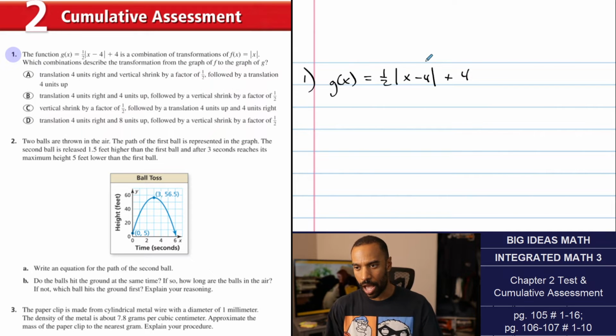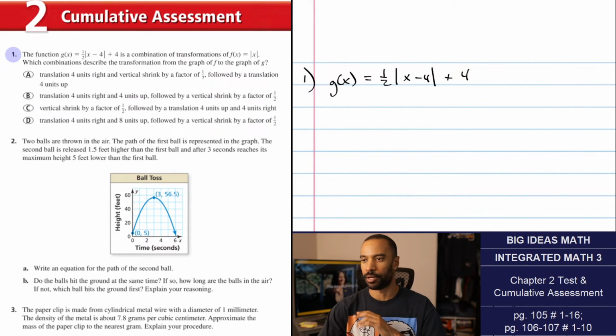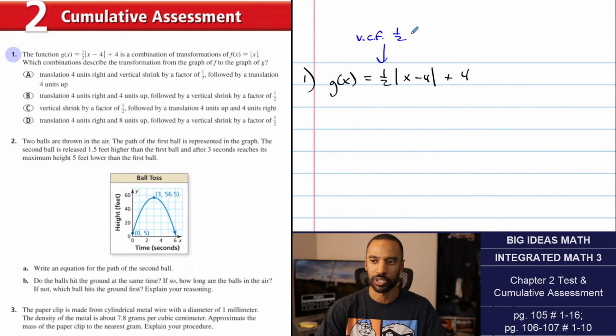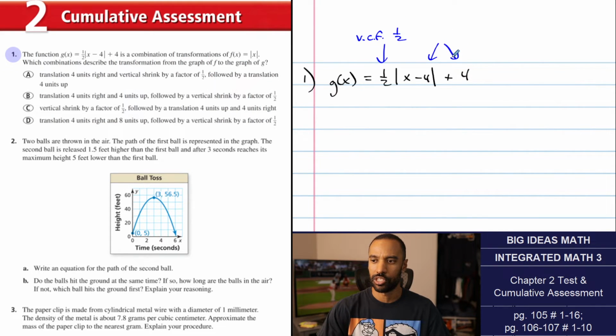Okay, before I look at the options, let me tell you what we see here. This is your a value, which is generally your vertical stretch or compression factor. In this case, it's vertical compression. I'm expecting here vertical compression by a factor of 1/2. We also have our vertex at 4, 4, which is a way of saying we translate 4 right and we translate 4 up.